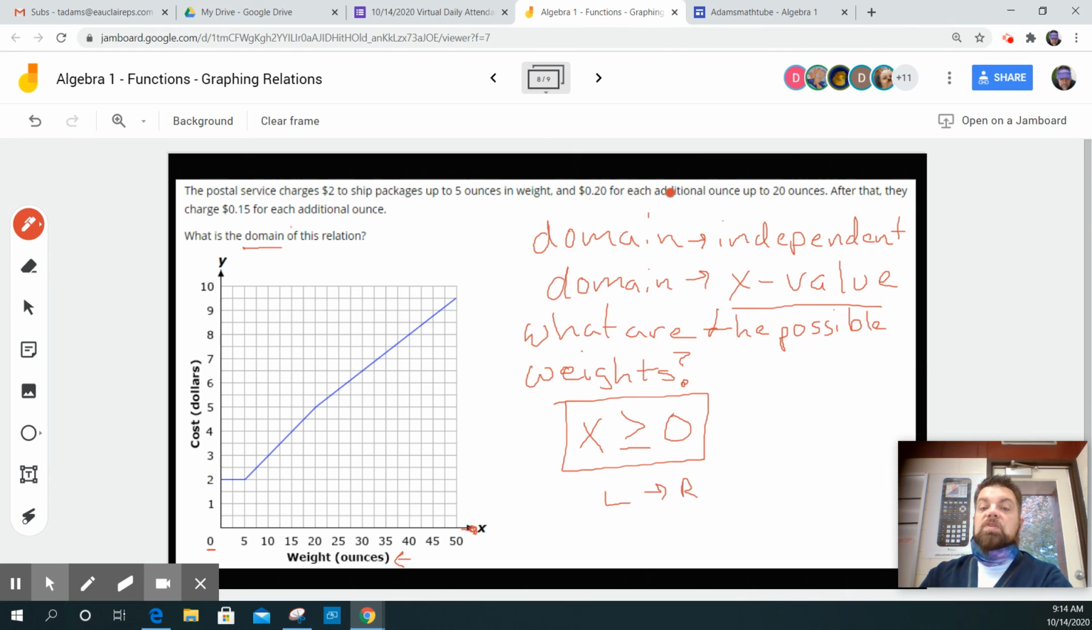And you can think about the situation, or you could look at the graph. If we think about the situation, we wouldn't include 0 because the package has to weigh something. But if you look at the graph, they included 0, so we have to include it too. Okay?